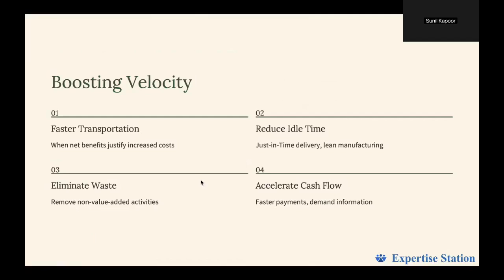Then boosting the velocity, which includes five different parameters, like speeding up or reducing the overall transportation lead time, reduction of inventory, improving overall operation efficiency and the bottom line, and then eliminating non-value-added activities from your operations. If you follow all these, you will be paid on time, and every piece of information will be there at the correct time.